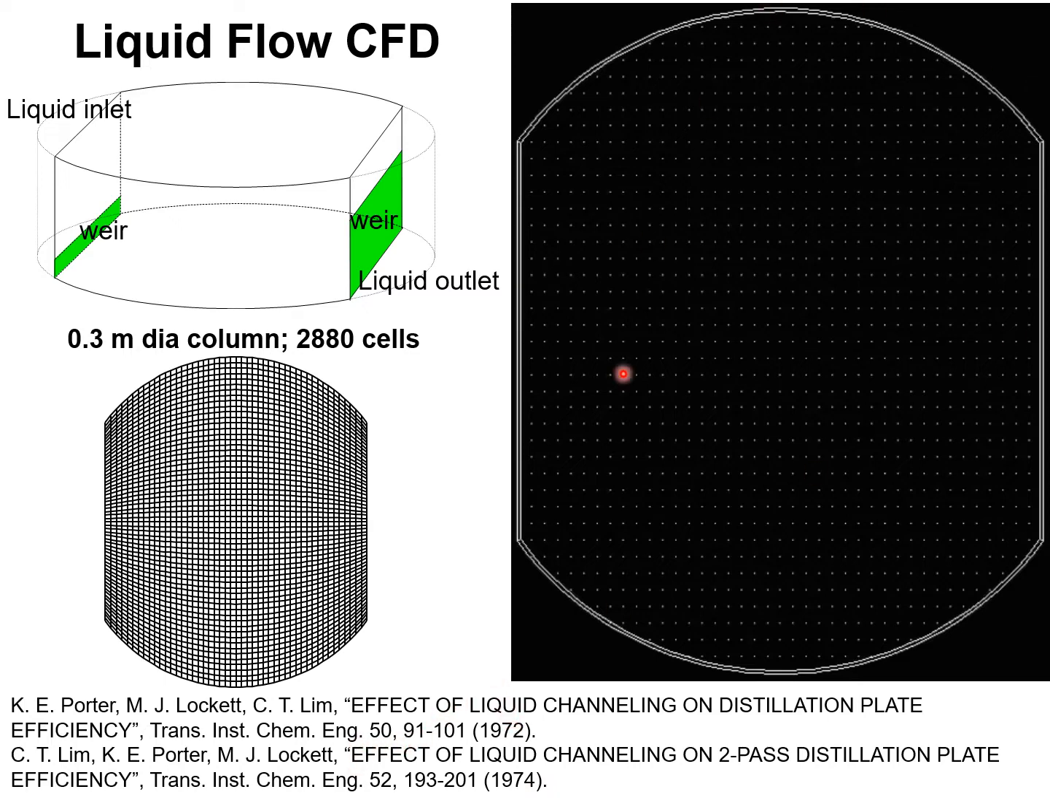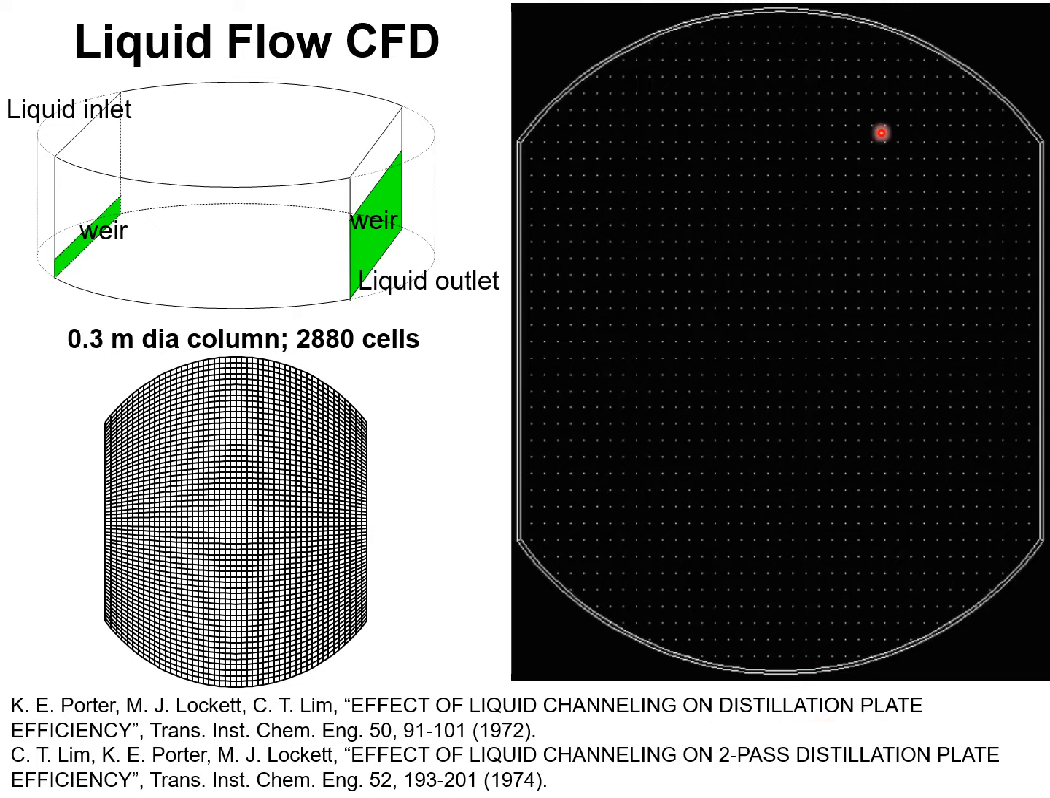They constructed a large experimental unit and placed it on the roof of the building and pumped water across the tray and used ping pong balls to track the liquid circulatory flows. These classic papers are well worth revisiting and rereading.